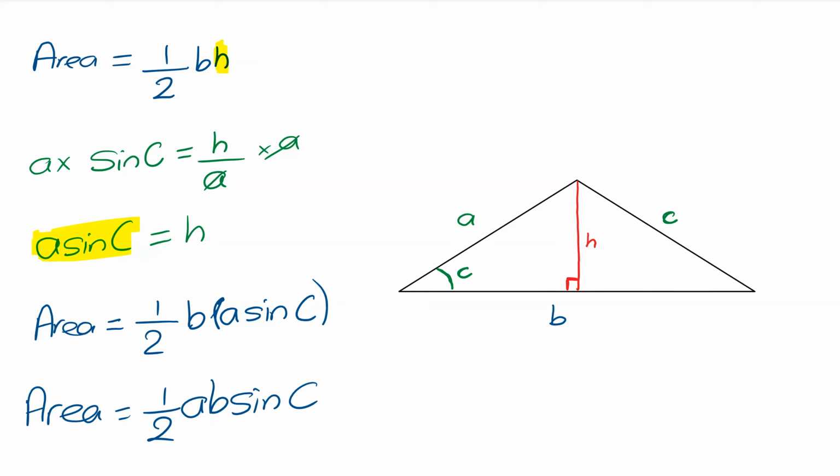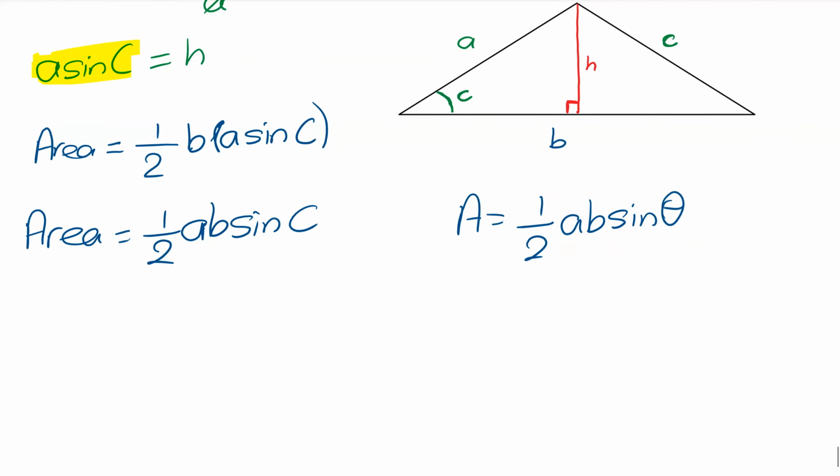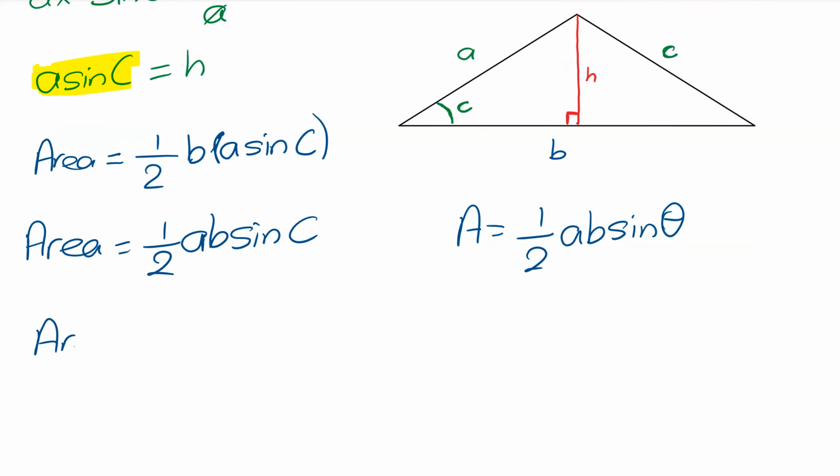Now you'll see most of this kind of formula in your textbooks or workbook quite a lot. Sometimes they may write it as A equals half AB sine theta. There are many versions of it. You can also write it as half BC sine A as well. So there are many different versions of it.